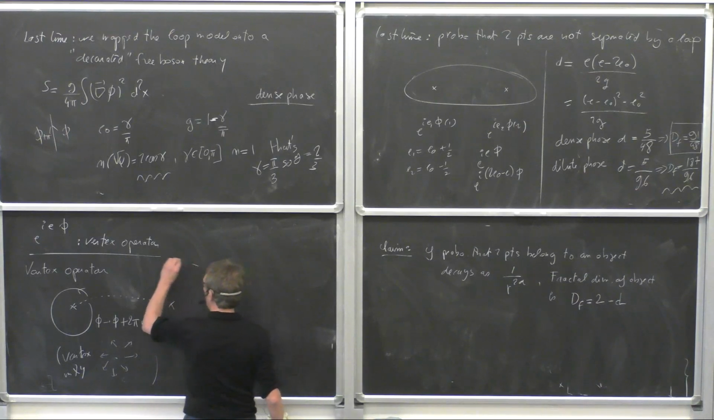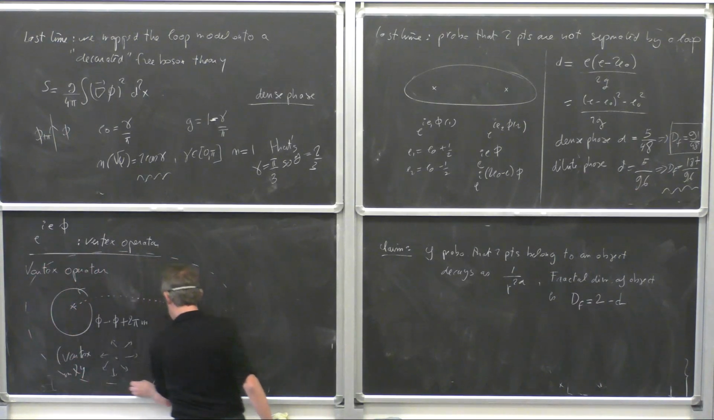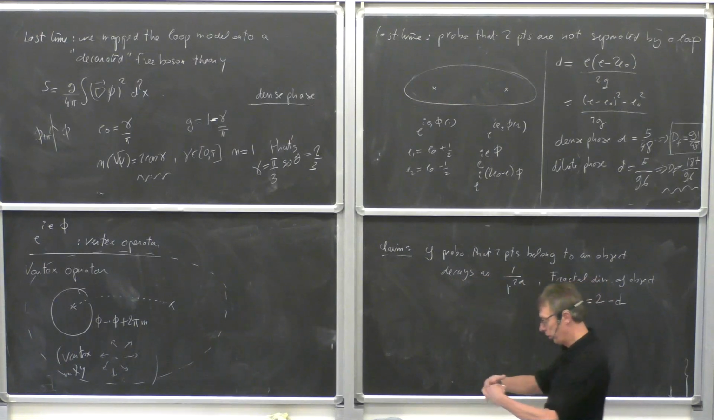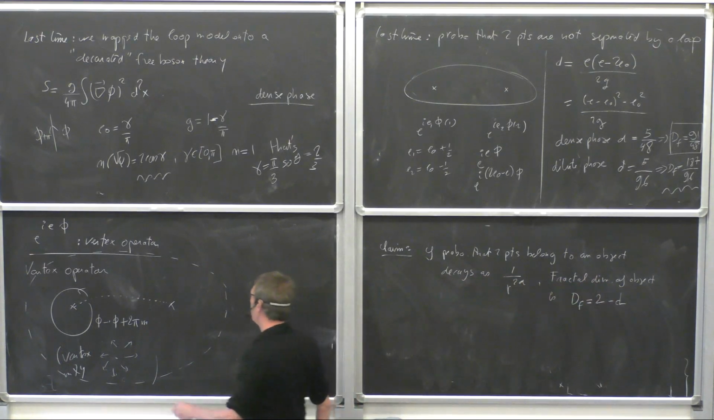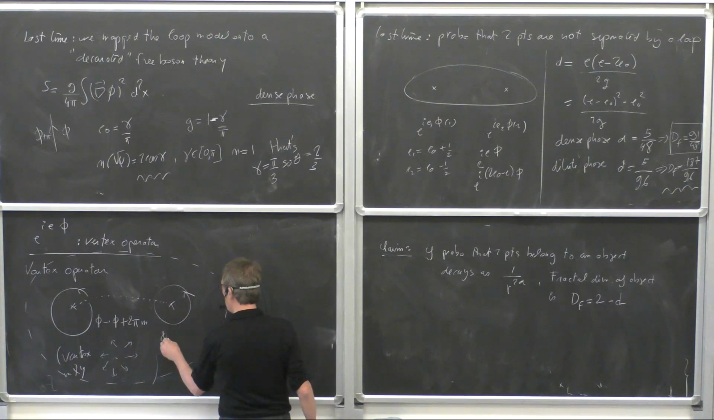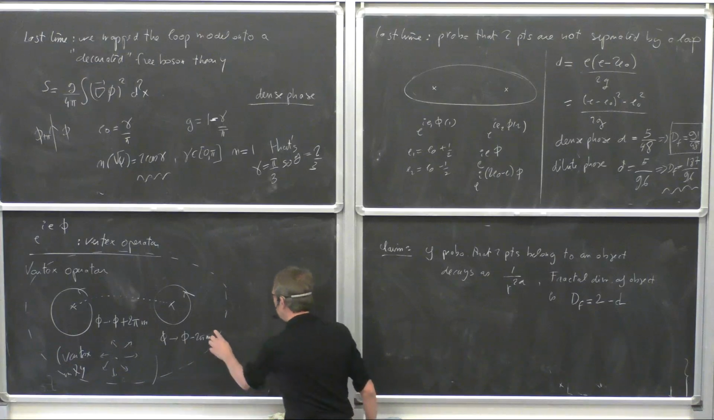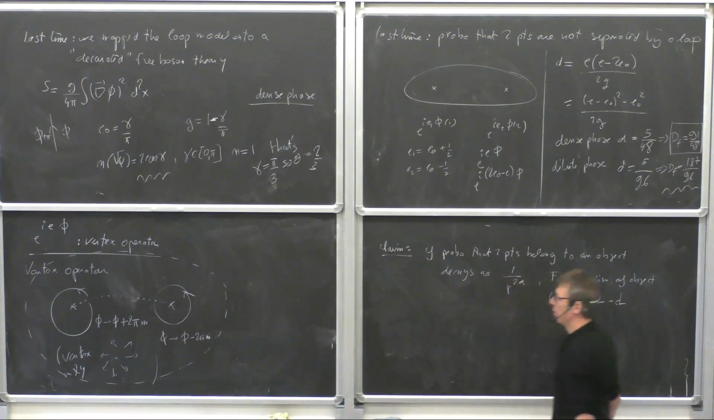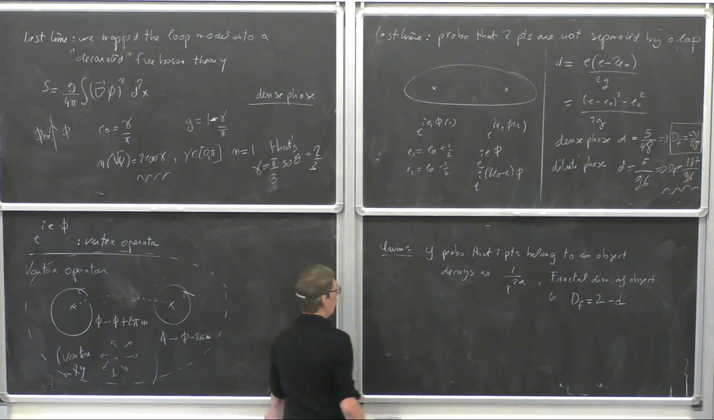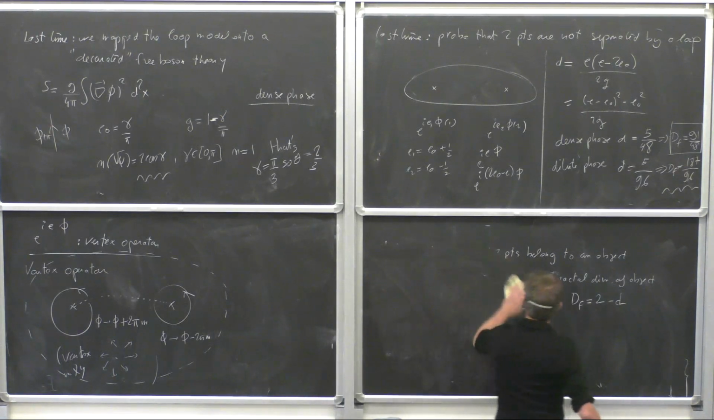And what you don't want is that when you go around a pair, you don't want the field to be multi-valued. You want this multi-valuedness to be local. So this means that when you go around that guy, you should have phi goes to phi minus 2 pi m. Okay, so that's a general definition. We're going to look at these fields.